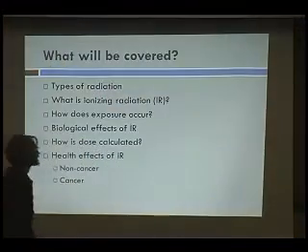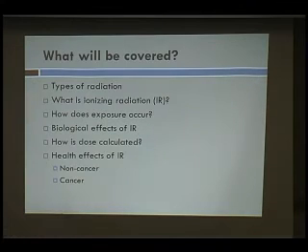Okay, so this is what I plan on covering. Just types of radiation very generally. What is ionizing radiation? How does exposure occur? What are some of the biological effects of ionizing radiation? How is dose calculated, and some of the health effects of ionizing radiation, so both non-cancer as well as cancer.